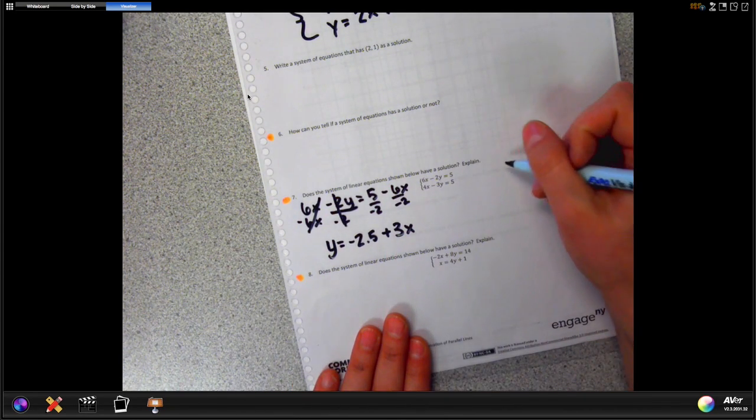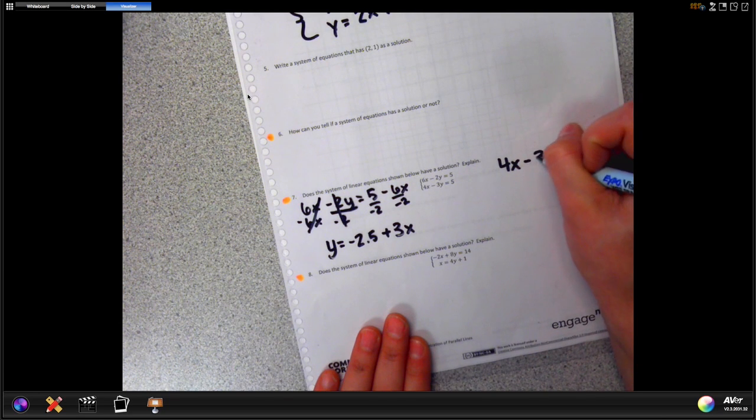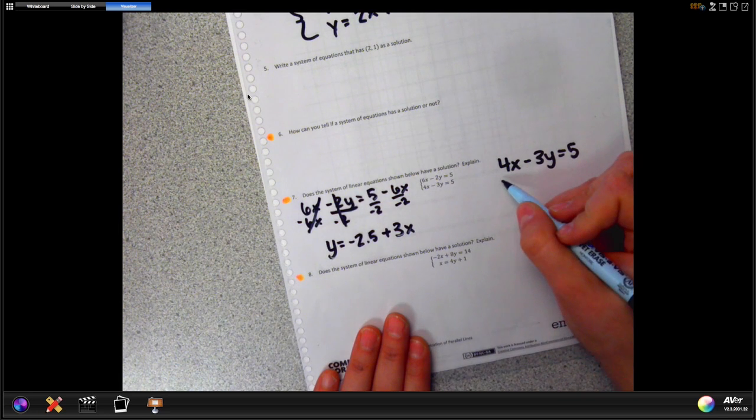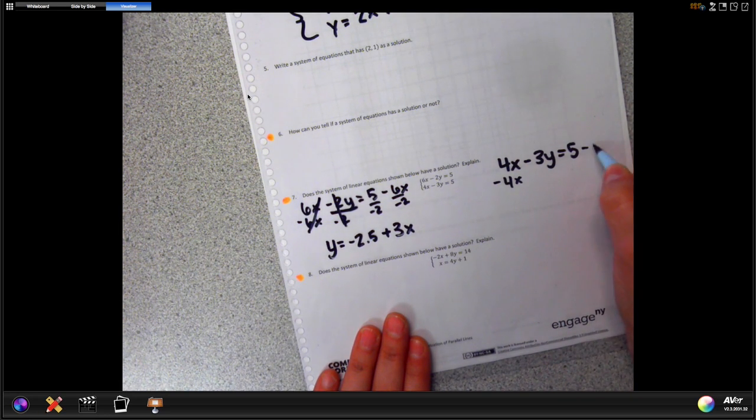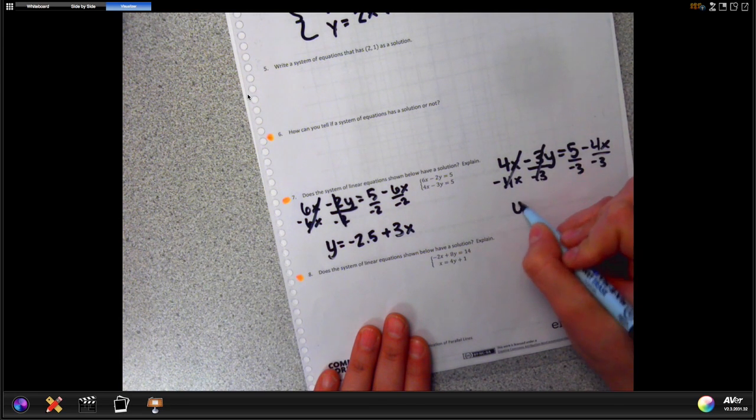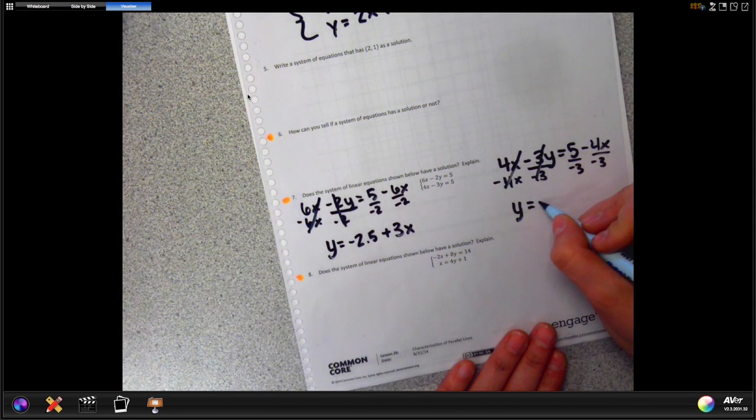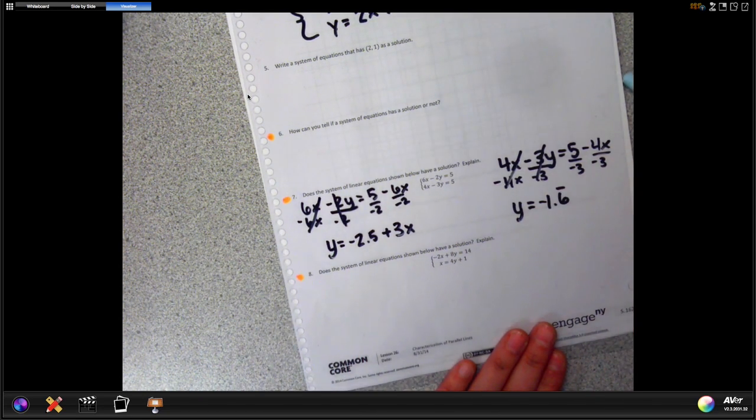Let's transform now equation 2. 4x minus 3y equals 5. Okay, to transform this, the first step is to subtract 4x from both sides. And then we want to divide by -3 all the way across. All right, that leaves us with y equals 5 divided by -3 is going to give you -1.6 repeating. And -4x divided by -3 is going to give you positive 1.3 repeating x.